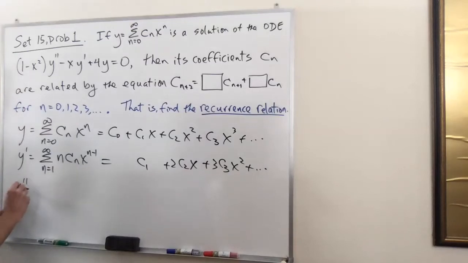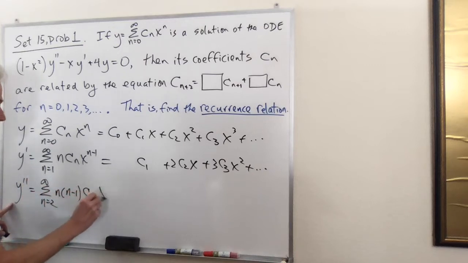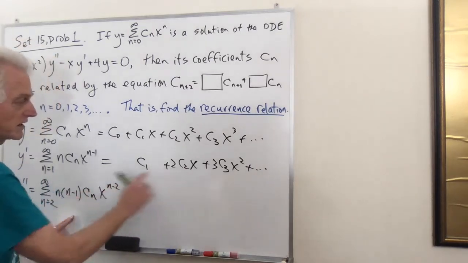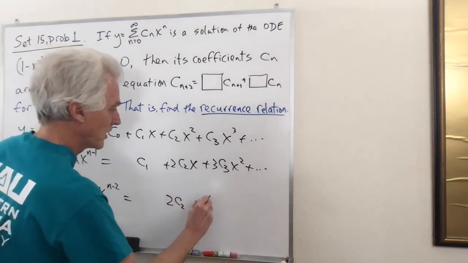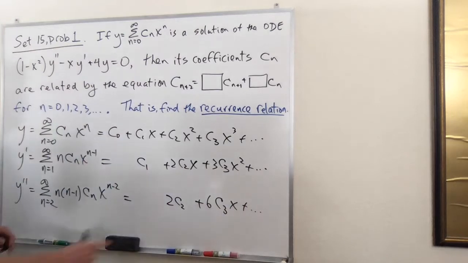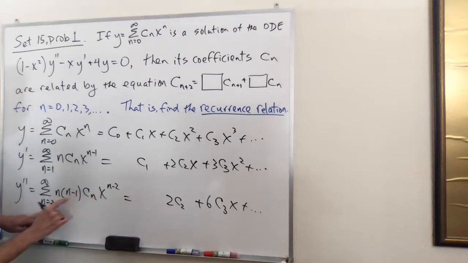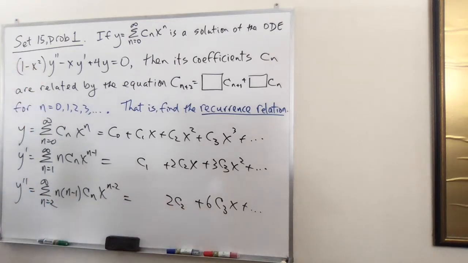And then here's y double prime, which is going to be the sum from n equals 2 to infinity of n times (n minus 1) times c_n times x to the n minus 2. And when I differentiate this line, that term goes away. I'm just left with 2c_2 plus 6c_3 x plus dot, dot, dot. And you see, that's what I get when I put in n equals 2 in this formula: 2 times 1 times c_2 times x to the 0. And then when I put in n equals 3, I get that term. Okay.